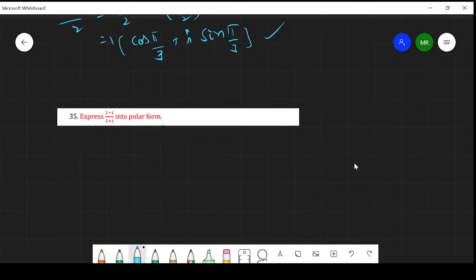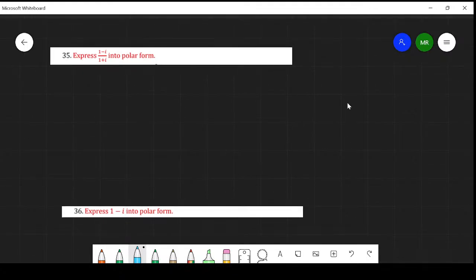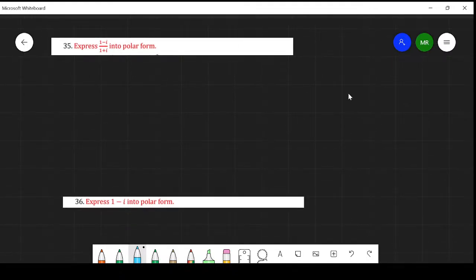Express 1, minus 1, i, minus i into polar form. When they ask this, they are always asking for polar form only. Remember, I have told you polar form is different, and sometimes they ask it even for 1 mark: the polar form of 1, minus 1, i, minus i. First I will complete this problem, otherwise I will tell you that one. When they ask for 1 in polar form, you can write cos 0 plus i sin 0. This is the polar form of 1.